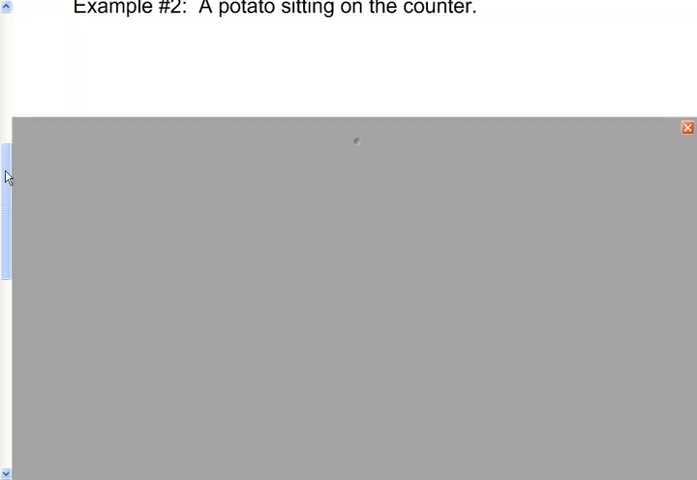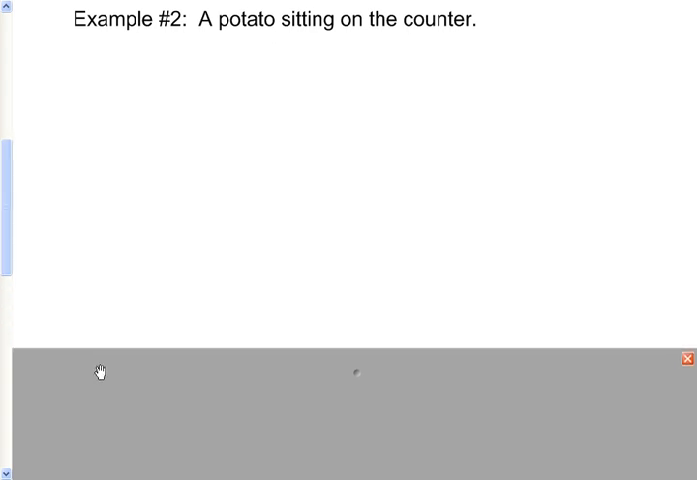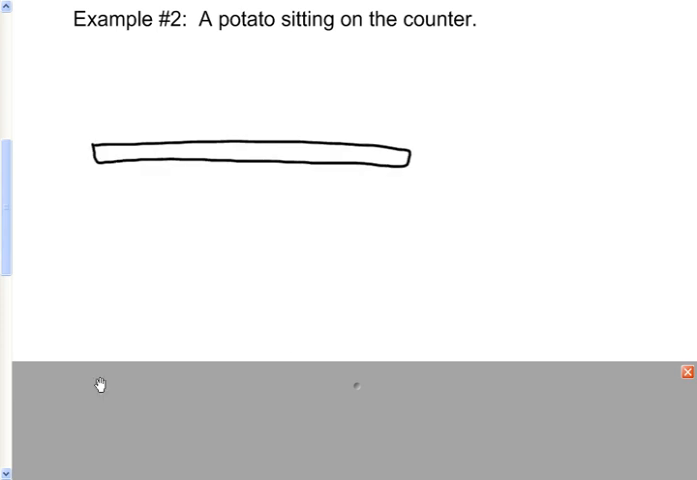What about a potato? Yes, the potato theme. I don't know why it struck me as funny at the time. About a potato sitting on the counter in your kitchen. So here's the counter in your kitchen. Here is the potato. And the potato is just sitting there. And what forces are acting on it? Well, if you thought gravity was acting on it, that was fairly clever of you and correct.